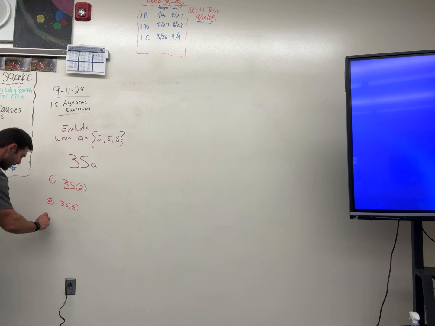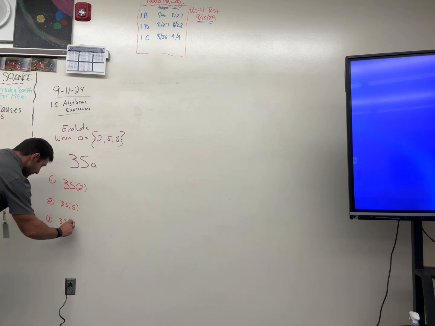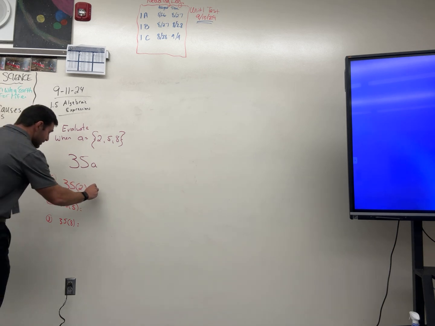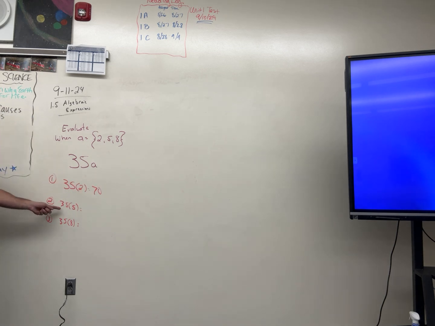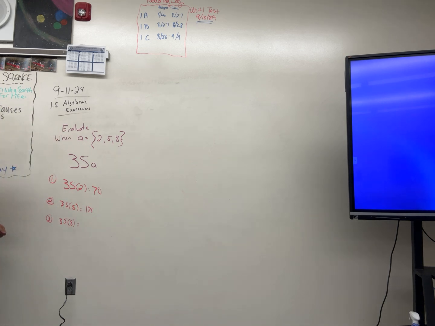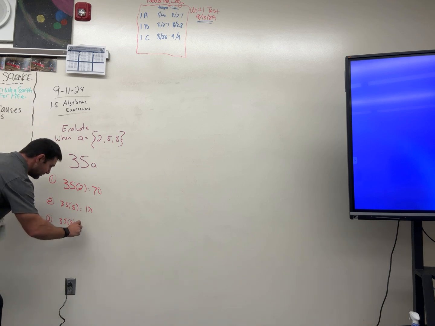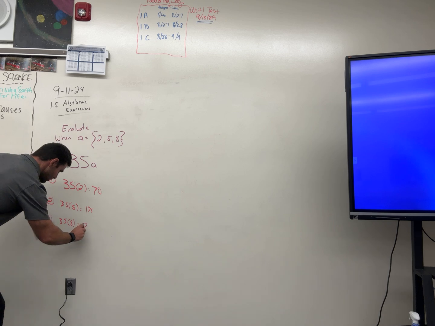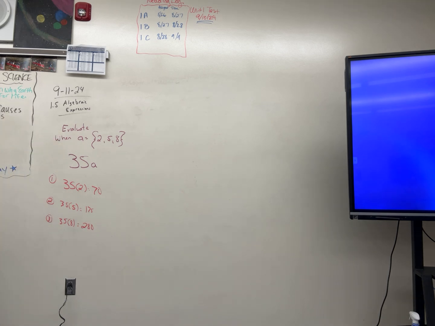5. Mr. H, why are you putting parentheses? Because parentheses means multiplication when it's right next to something. And then I have 35 multiplied by 8. So when A is 2, 35 times 2 is 70. When A is 5, 35 times 5 is 175. When 35 multiplied by 8, that's 0, carry the 4, 24, 280. Is that hard? You're substituting in. We good?